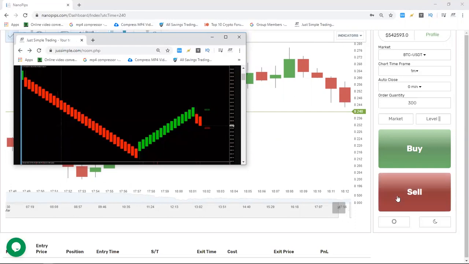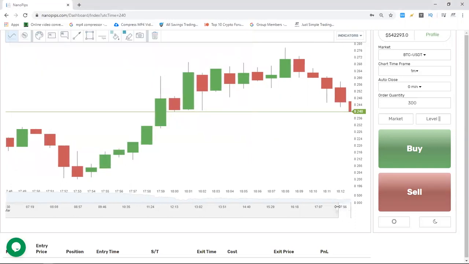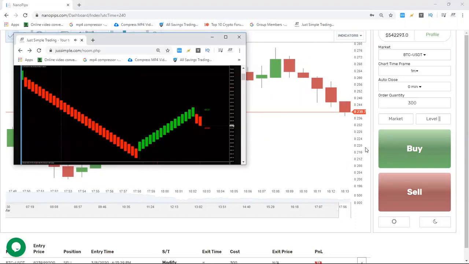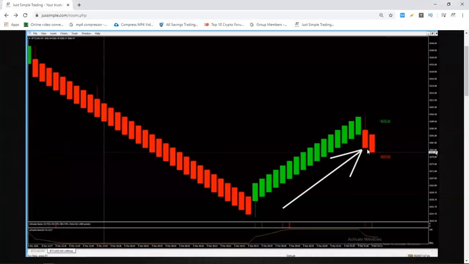Sell now, BTC USD. And there we go, we're in the sell. As you can see, the candle just closed. And now we're in a sell. And now it'll move candle by candle as it moves.